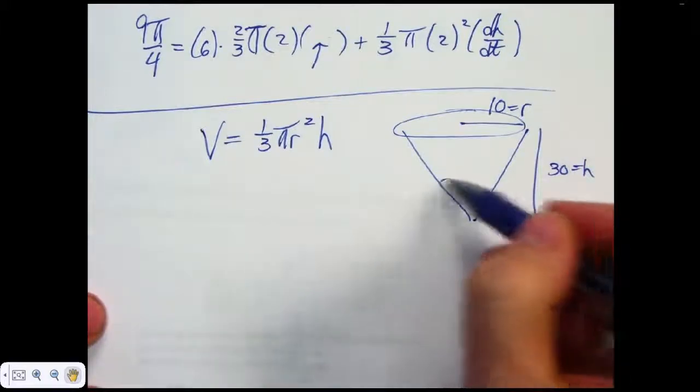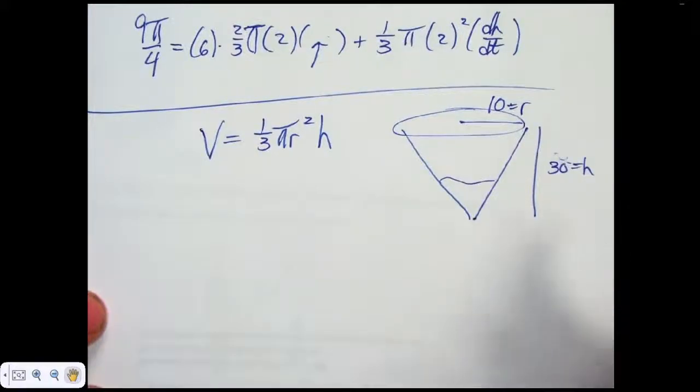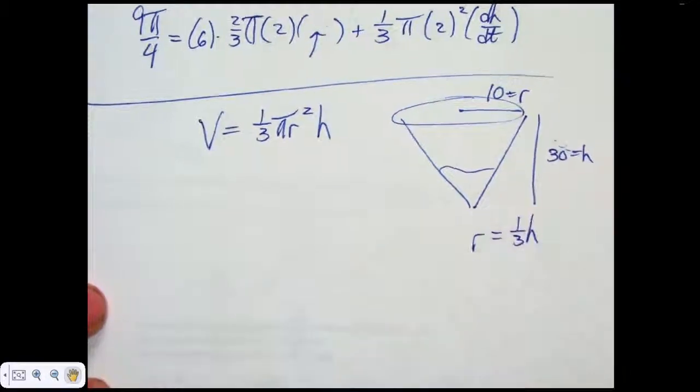As the water fills up, doesn't that ratio stay the same? So what's the relationship between h and r? Isn't r 1/3 of h? So this is like, you know how sometimes you have to have the second equation? Now you can start writing. Sorry, I probably should have said that.